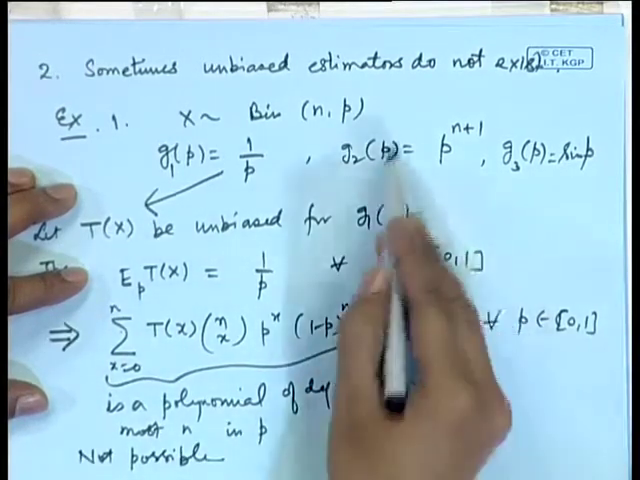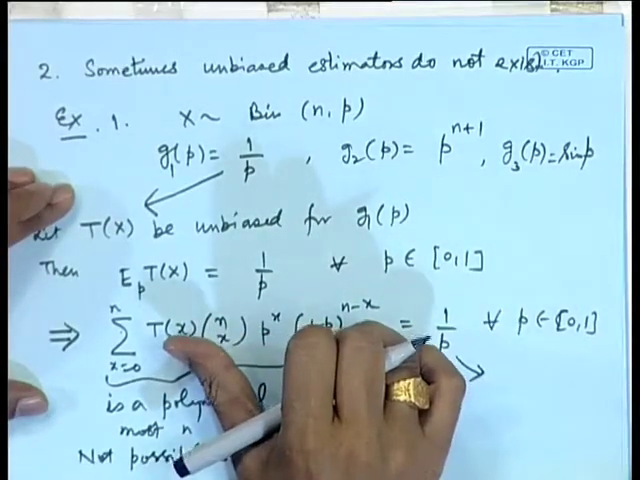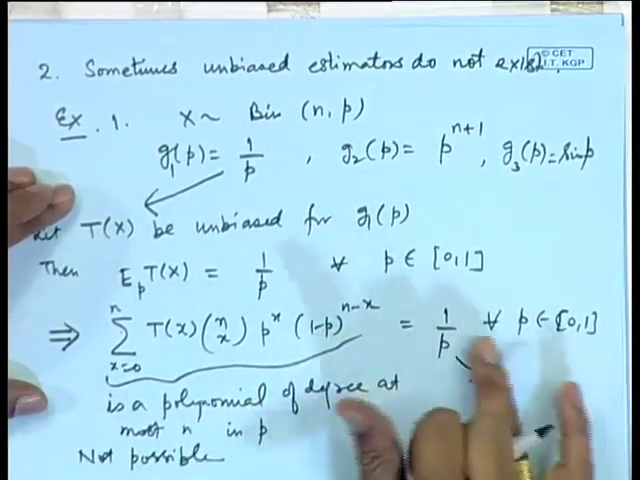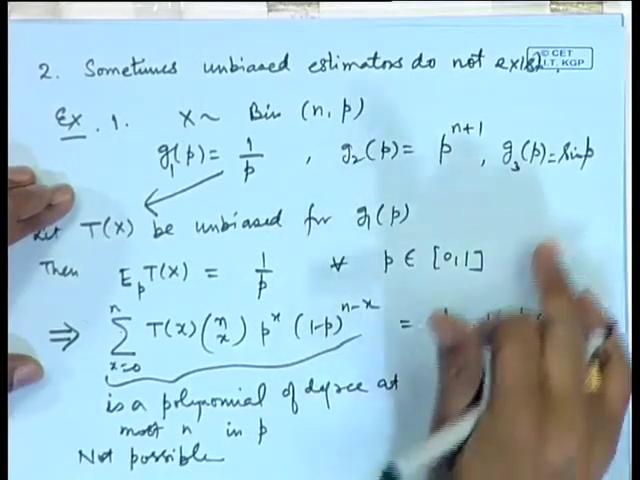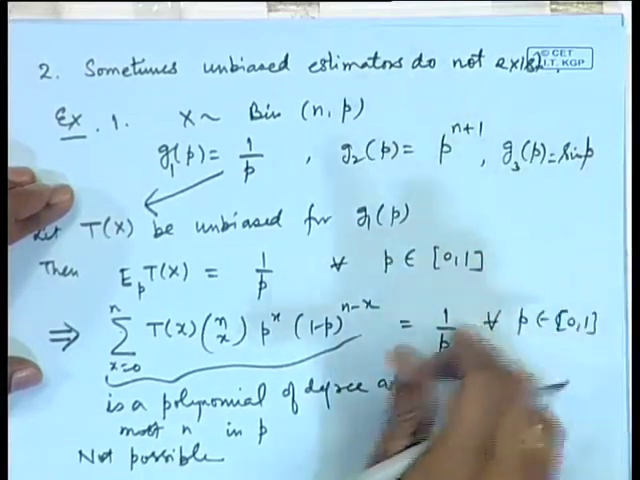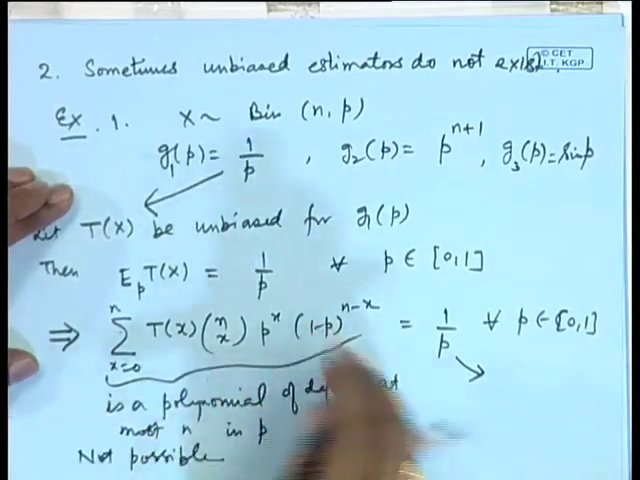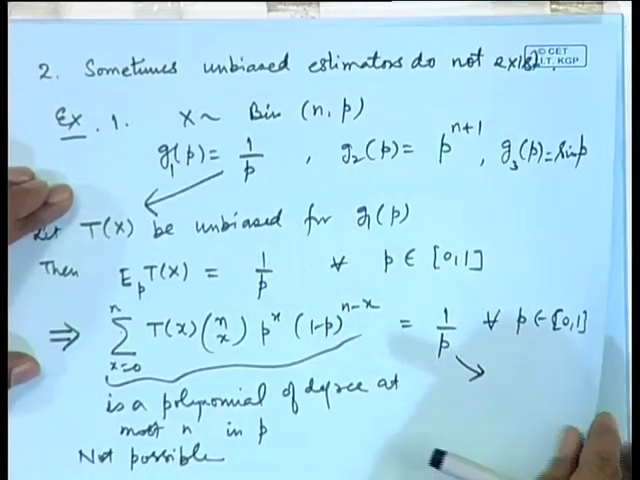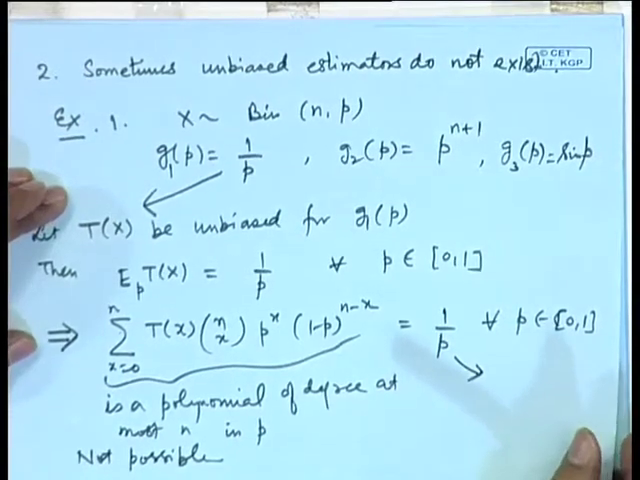Similarly, if I put say p to the power n plus 1 on the right hand side, again it is not possible, because the left hand side is a polynomial of degree at most n, and on the right hand side you have a term of degree n plus 1. Similarly, sin p has an infinite expansion. So, that can never be equal to this finite polynomial expansion. So, in a given problem, it is not necessary that we will always be able to find an unbiased estimator.